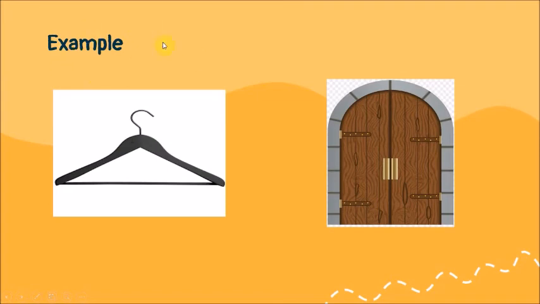Okay, the last is the example. We will look at the use of line, curve, and angle in objects. The first object is a hanger. This object uses three lines to draw it, two diagonal lines and one horizontal line, and uses an open curve to draw this. Look at the picture. There are three angles in the picture: two acute angles and one obtuse angle.